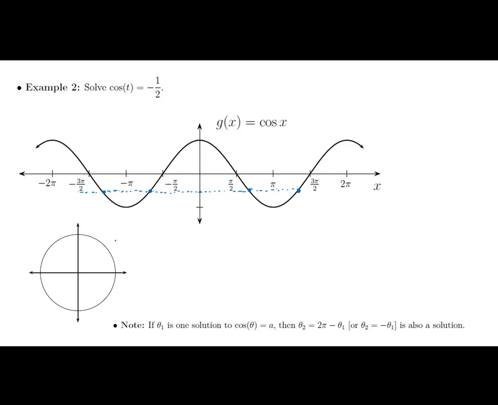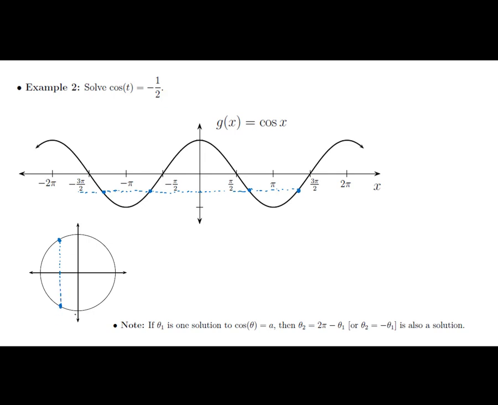And we also need to realize that when we're looking at the unit circle, the cosine is the x value on the unit circle. So when I'm looking for -1/2 here, I'm going to look on the x-axis, so that puts me there. That gives us a solution here and a solution down here.